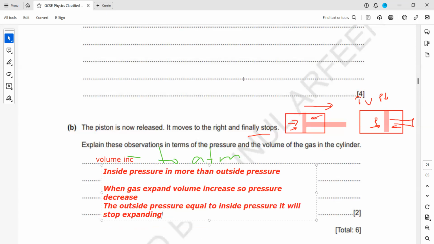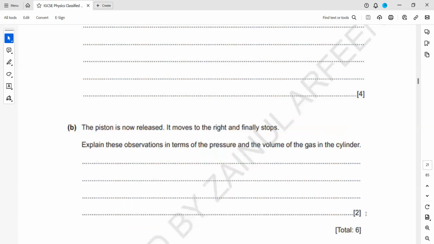So these are the questions from thermal physics.